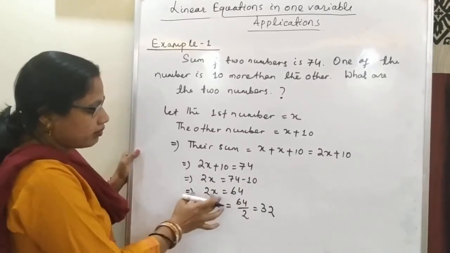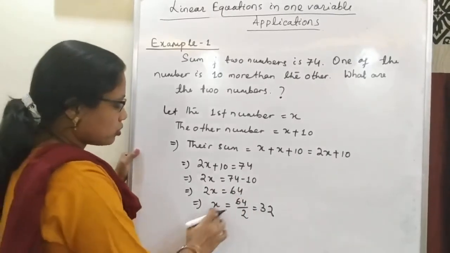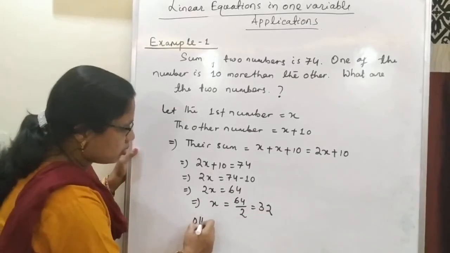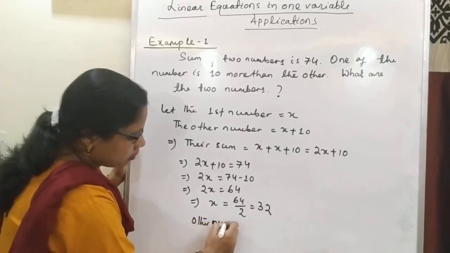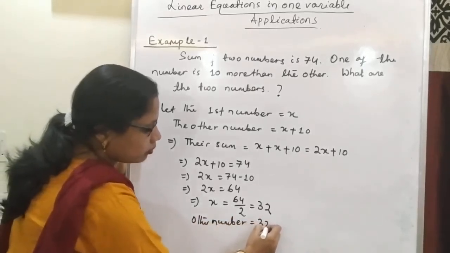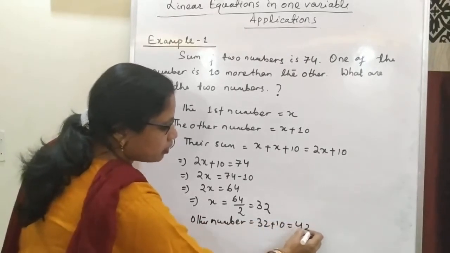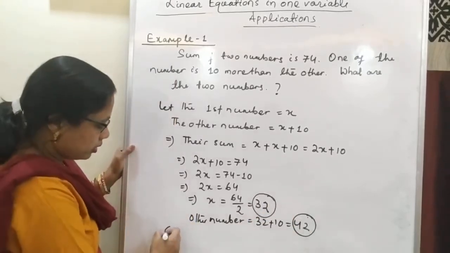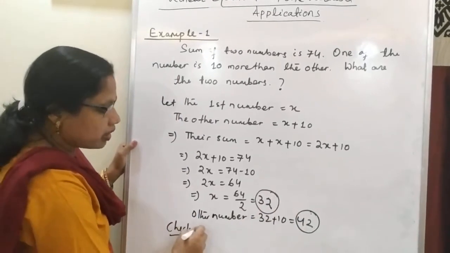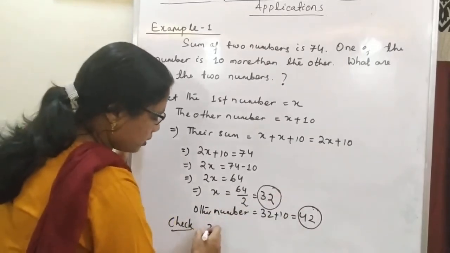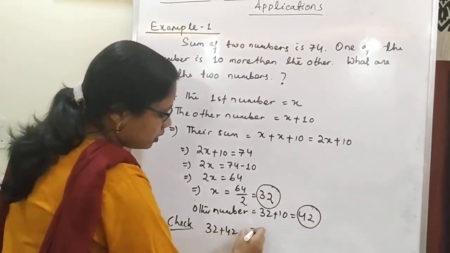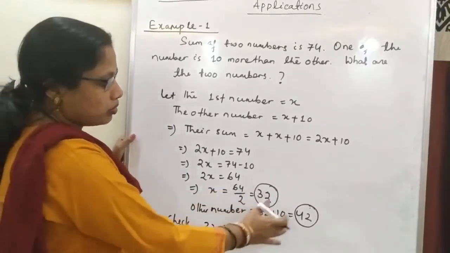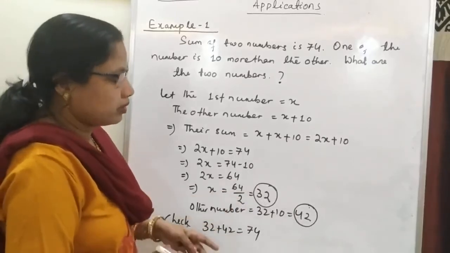Here, I divide both sides by 2. So the first number I got is 32. What is the other number? The other number is 32 plus 10, which is equal to 42. So one number is 32 and the other number is 42. Then we have to check whether our answer is correct or not. Their sum, 32 plus 42, is equal to 74. So it is right. Our two numbers are 32 and 42 respectively.